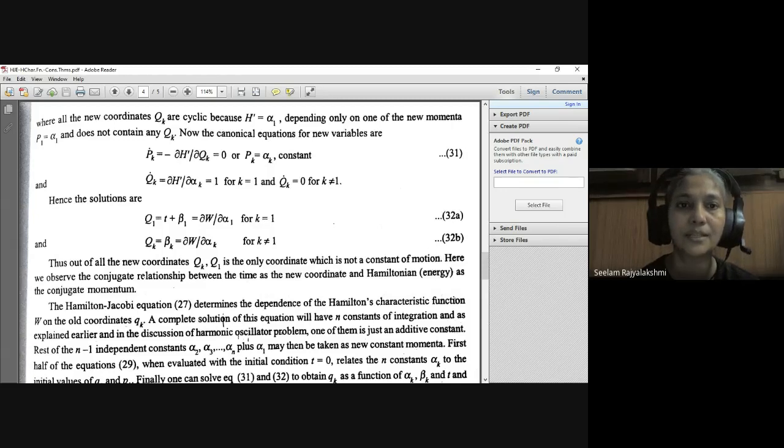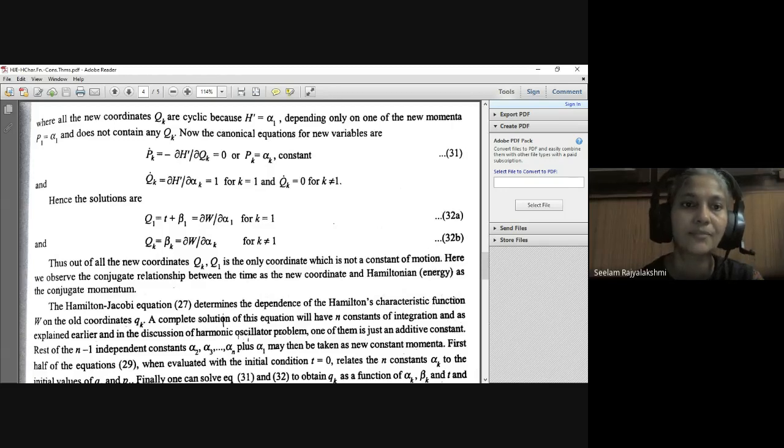So Q̇k = ∂H'/∂αk, which equals 1 for k = 1, and Q̇k = 0 for k ≠ 1. Hence, the solutions are Q1 = t + β1, which equals ∂W/∂α1 for k = 1. For k ≠ 1, we have Qk = βk, which equals ∂W/∂αk. So these are equations 32a and 32b.